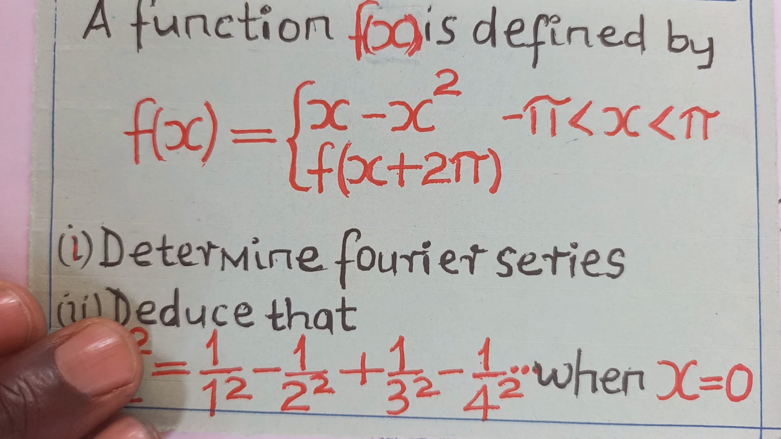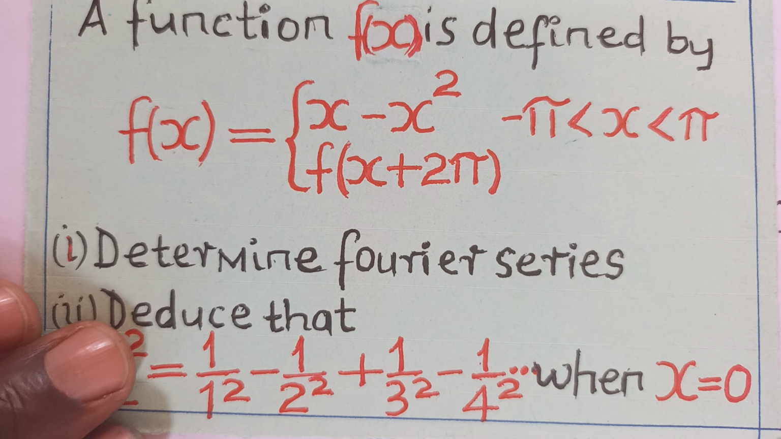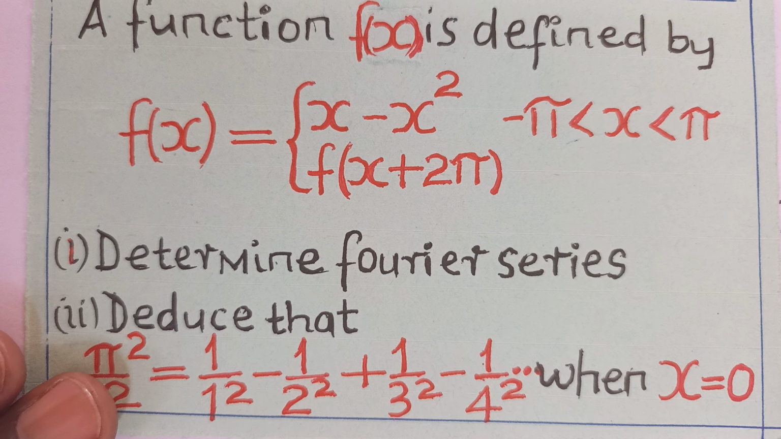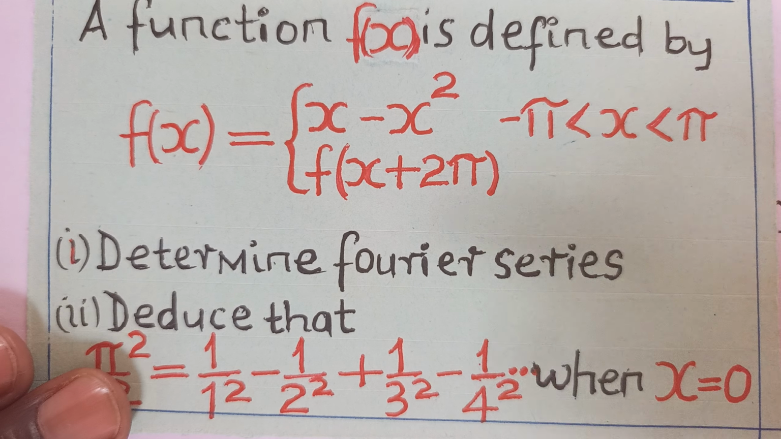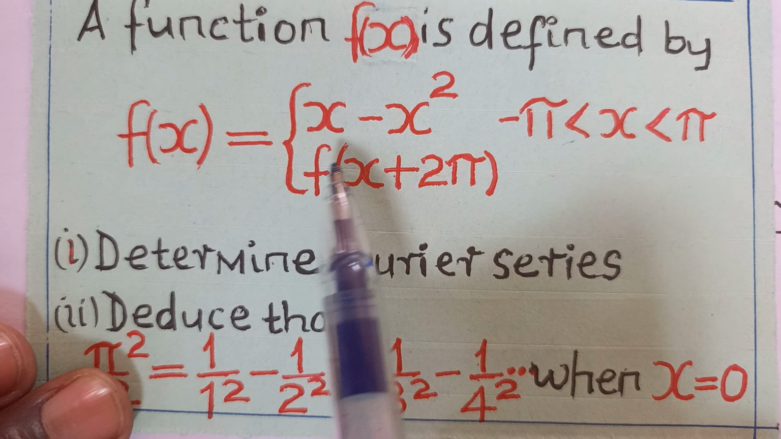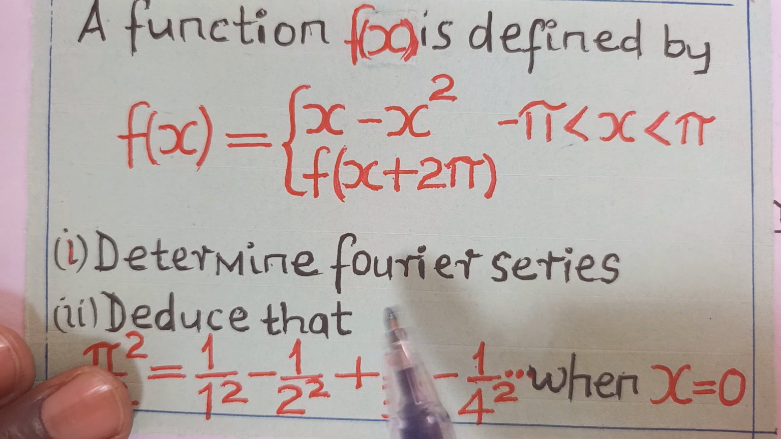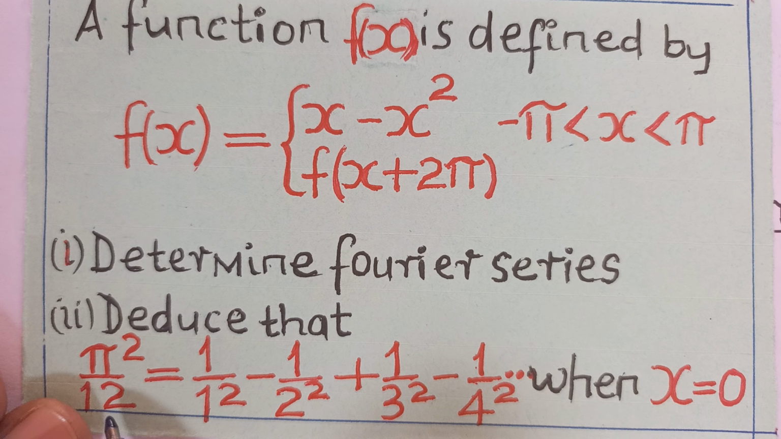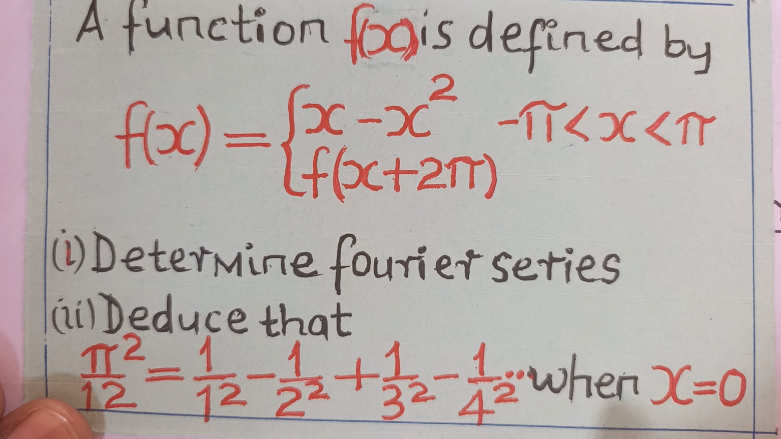Hi guys, welcome as we do the question before us. I read the question. A function of x is defined by f(x) = x - x² between negative pi and pi, and the period is 2 pi. Determine the Fourier series and deduce that when x is equal to 0.